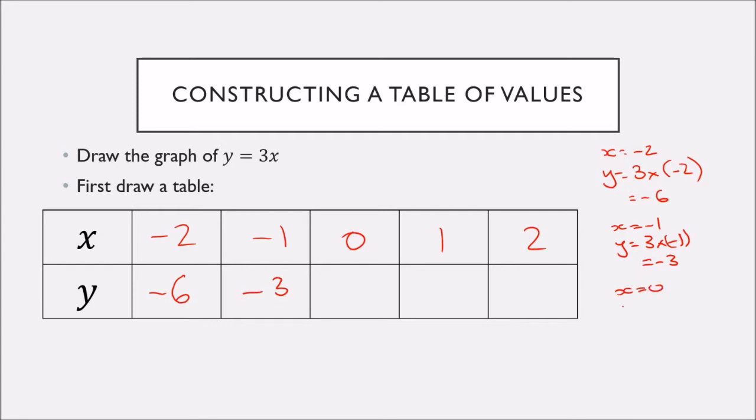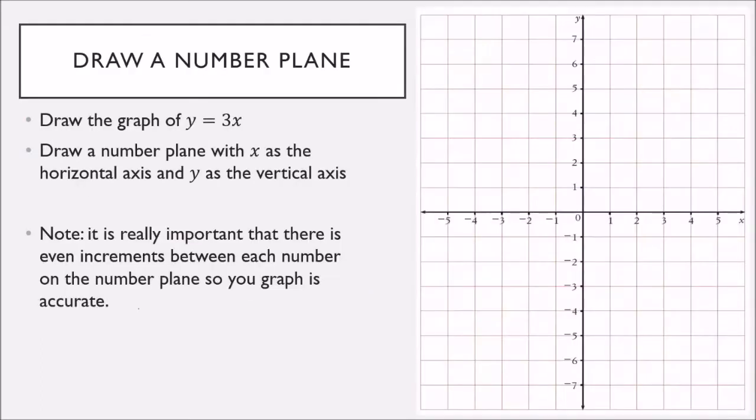x equals 0, y equals 3 times 0, which equals 0. x equals 1, y equals 3 times 1, which gives us 3. And when x equals 2, y equals 3 times 2, which gives us 6. So there's our table of values. That's the first step that we need to do in order to graph this linear equation.